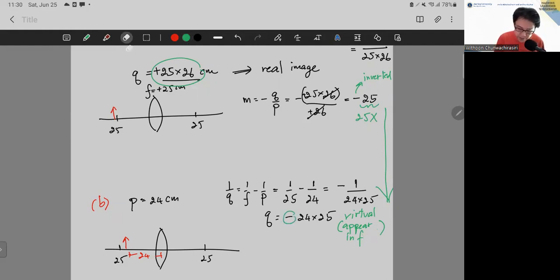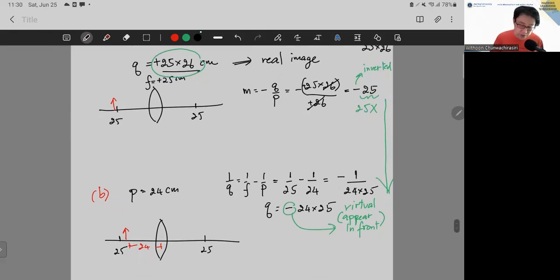So let me write nicely here. There you go. It's virtual. When you have a virtual image, it must appear in the front. So you want to know exactly what shape it is, whether it's inverted or upright. You say magnification is negative Q over P. So it's going to be negative of the negative 24 times 25, divided by P, which is positive 24. 24 cancel. You get positive 25.